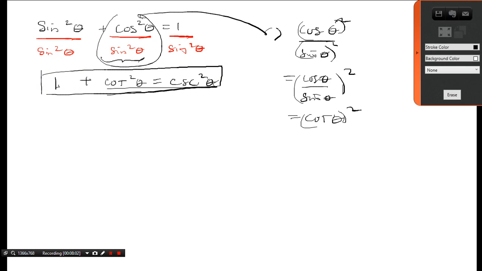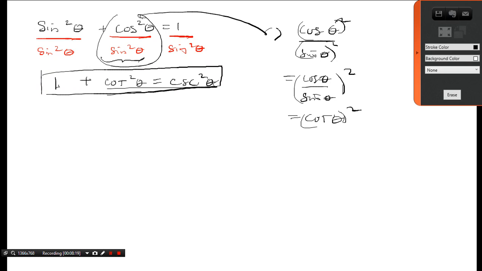So what do we really use this for? This is important, and one use is to prove that certain trig expressions are equivalent to other trig expressions. So here's an example for you.